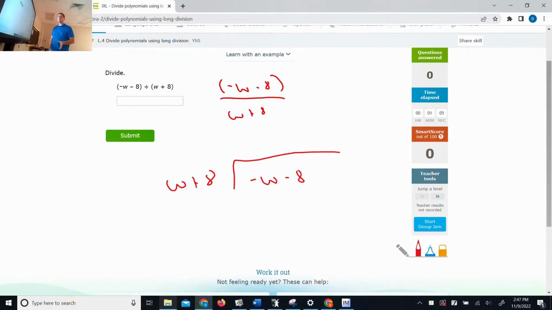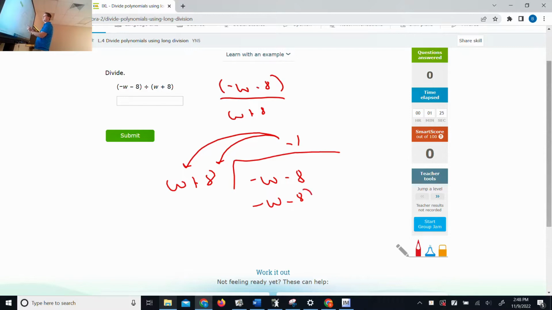Now the deal here is how do you turn a w into a negative w? Well, you do that by multiplying by a negative 1. And then you distribute to both terms, okay? That's what throws a lot of kids off in the beginning when they're learning long division of polynomials. You distribute to both terms. If you do that, you get negative w minus 8 again.